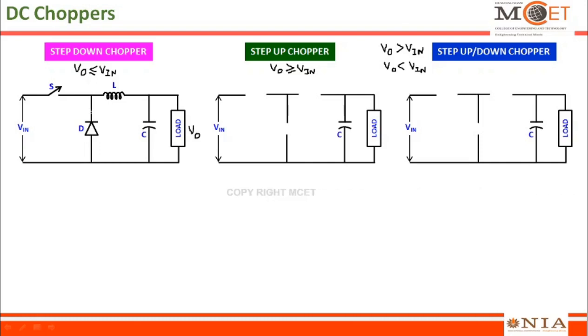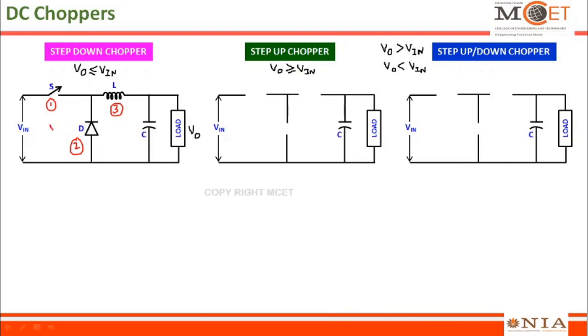So, these three elements, that is the switch, diode and inductor, play an important role in deriving the step up and step up down chopper from the step down chopper version. By properly placing all these three elements in suitable positions, I can derive step up chopper and step up down chopper from this step down chopper. If you look, I have named these three elements. Element 1 is switch, element 2 is diode and element 3 is inductor.